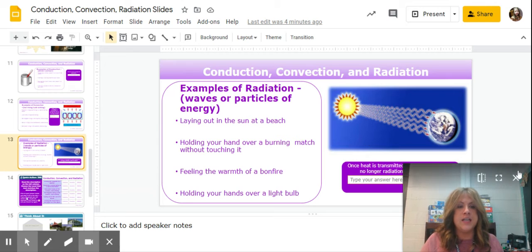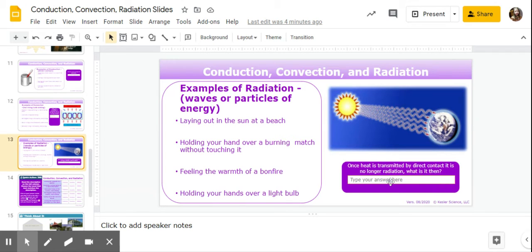So once heat is transmitted by direct contact, it is no longer radiation. What does it turn into? So it's saying once you touch something, it's no longer radiation. Does that turn into conduction or convection, direct touch? And that's what you're going to write here, conduction or convection. Remember, direct touch. I'm hoping you put conduction.